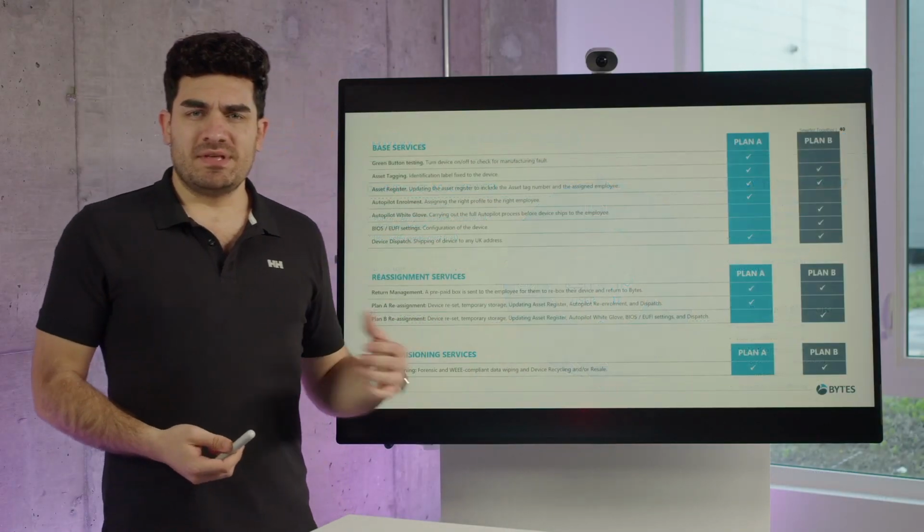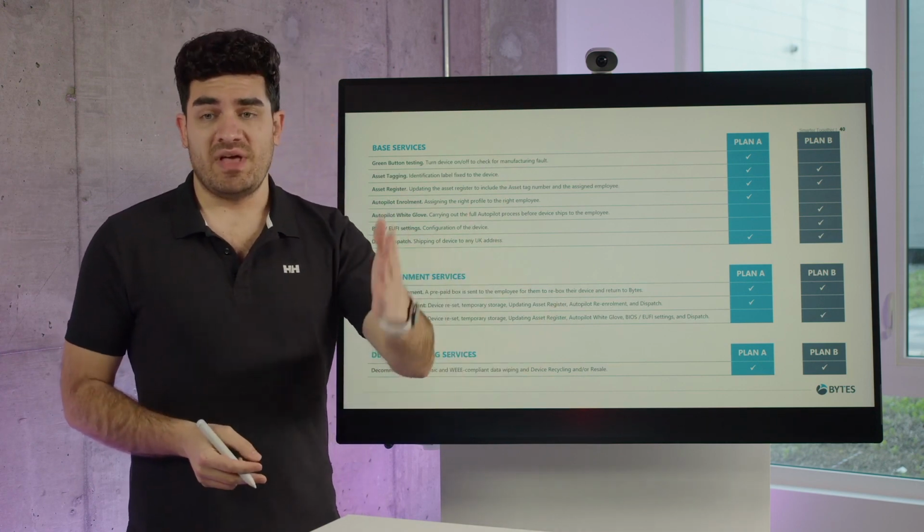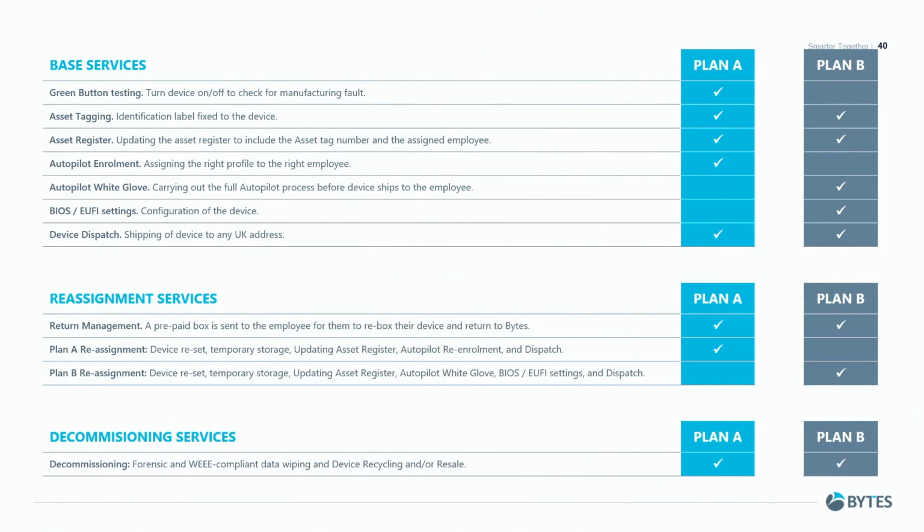There's a couple of tables that I'll show you that show some of the differences between the plans. Bytes has Plan A, Plan B, and some others. And while I don't have time to dive too deep into each one of these different points, I'll call out just a couple of observations. Plan A is really a remarkable fit, and there's a difference, because take a look at Autopilot. There's two flavors of Autopilot. Simply enrolling Autopilot, and then a white glove experience with Autopilot. And so assigning the right profile to the right employee, that's part of Plan A.